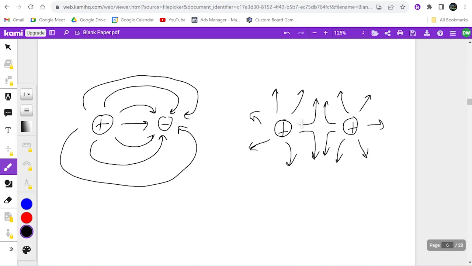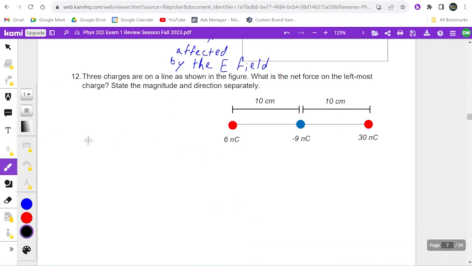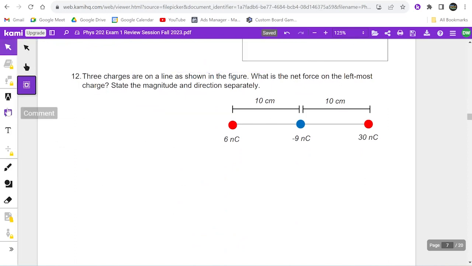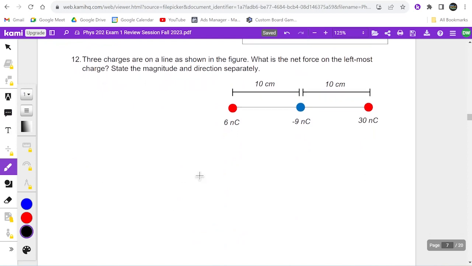Okay, then we're going to continue with number 12. Let me clear some space. Okay, number 12. 3 charges are in a line as shown in the figure. What is the net force on the leftmost charge? State the magnitude and direction separately. So hopefully you remember this. We have to use something called superposition. If you don't know what superposition is, it probably doesn't matter for you.